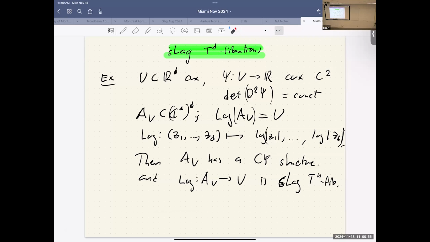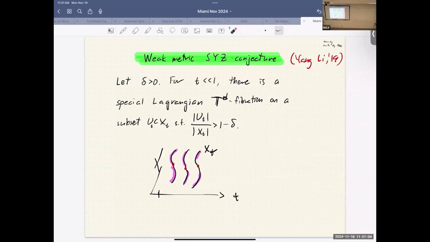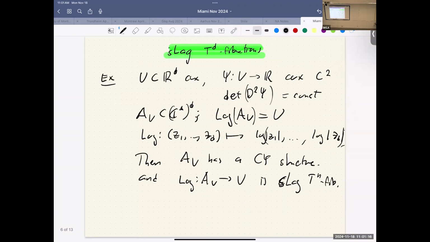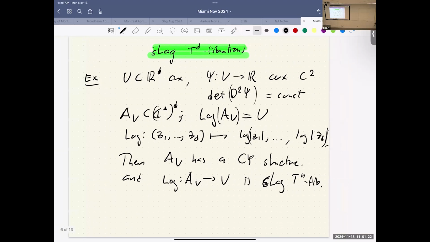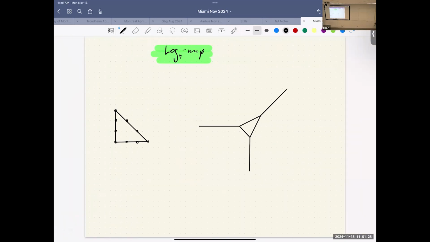So this is a way to produce these local special Lagrangian torus fibrations. And the idea to get this weak metric SYZ conjecture is to somehow produce a bunch of those and glue them together. To do that, you need to understand what local pieces I am going to use, and to do that you look at these sort of tropical objects associated to these families of Calabi-Yau. So first of all, there is this.